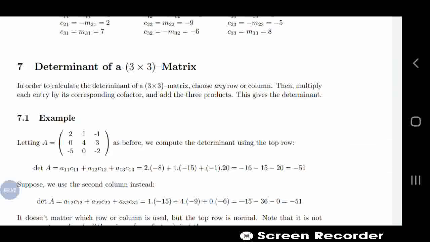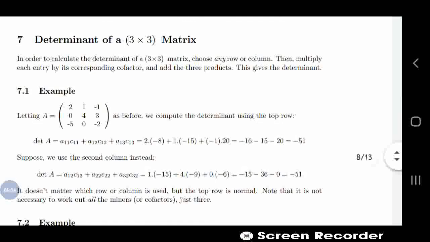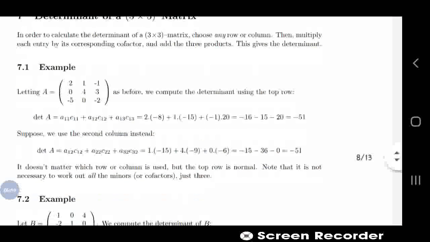In order to calculate the determinant of a 3 by 3 matrix, we have to choose any one row or column, multiply each entry by the corresponding cofactor, and add the three products that we get. Let us take one example: 2 1 minus 1, 0 4 3, minus 5 0 minus 2. When you take this, add A11 C11, A12 C12, A13 C13.